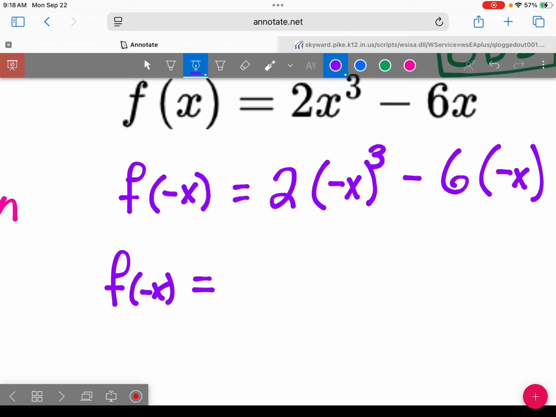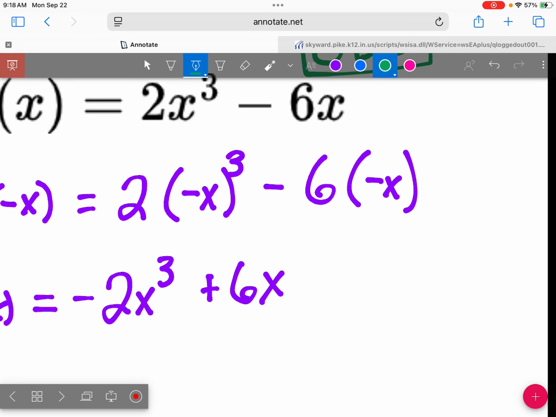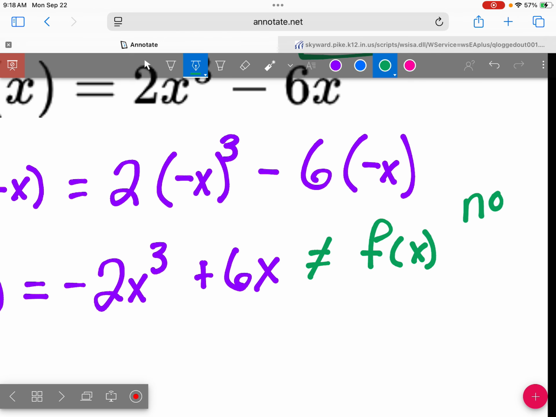What happens when we cube a negative value? Do we lose the sign or do we keep the sign? Keep the sign. So if I have 2 times negative x cubed, how could I write that? Negative 2x cubed. It'll be the exact same thing as if I had a positive value, I just made the whole term negative. What about our minus 6 times minus x? Plus 6x. So we've simplified it down so we don't have any parentheses. Did we get back exactly what we started with? No. This is not exactly equal to f of x, so it is not even.